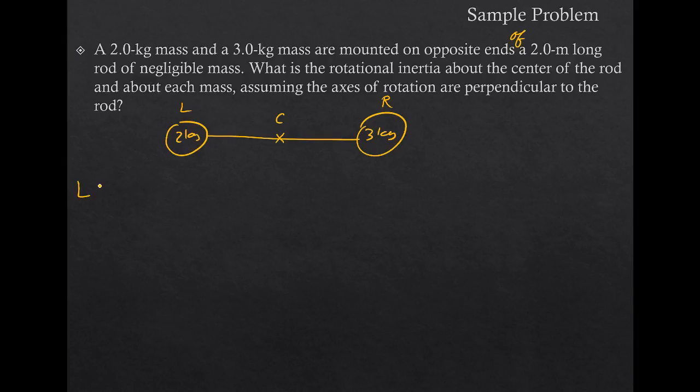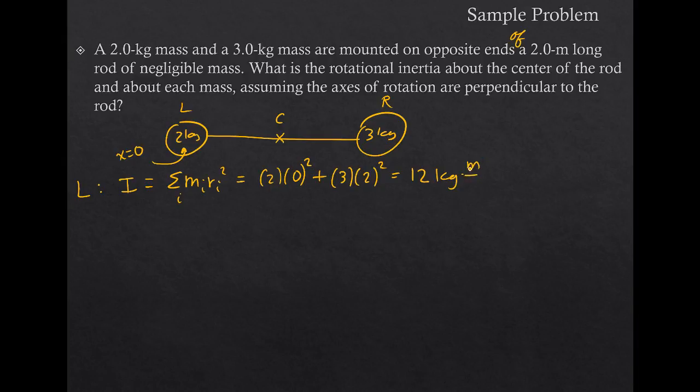So we'll start with the left. Remember that the moment of inertia is the sum over i of m_i r_i squared. So that's just going to be 2, and we're going to say that this location is where x is equal to 0. So the left mass would be a distance of 0 from the axis of rotation. The rod itself doesn't count, so we don't care. And then it would just be 3 times 2 squared. So that's just 12, and the correct units are kilogram meters squared. So just 12 kilogram meters squared.